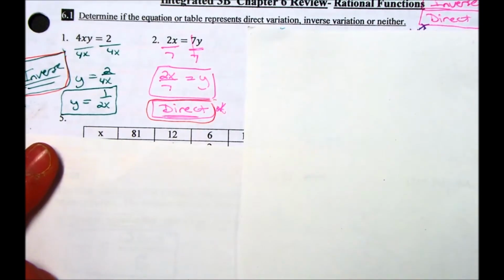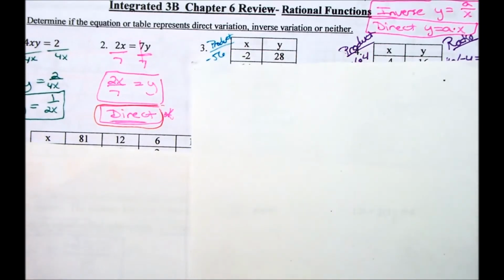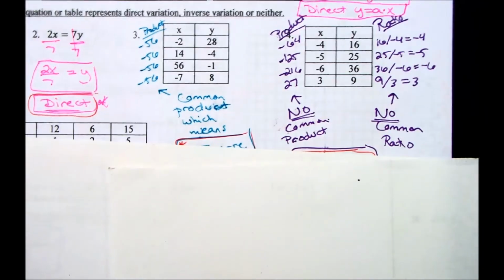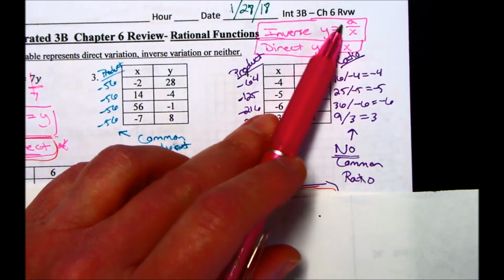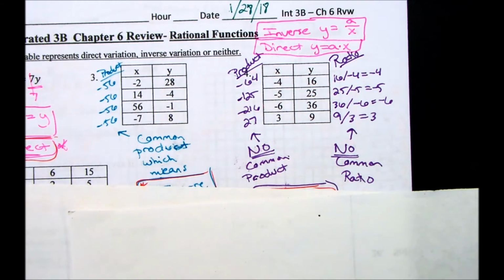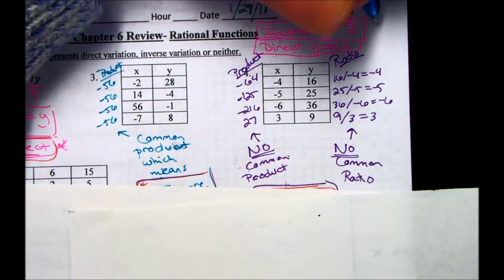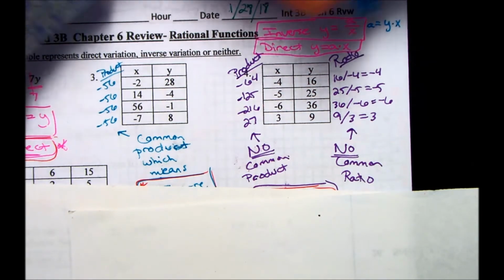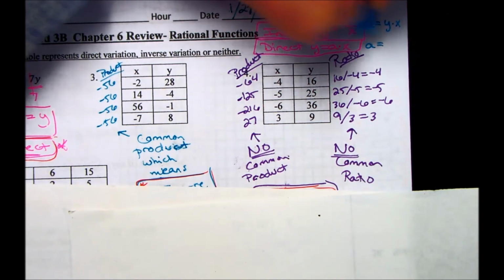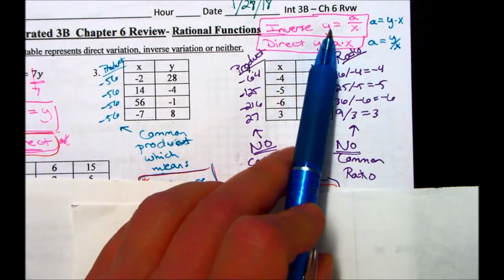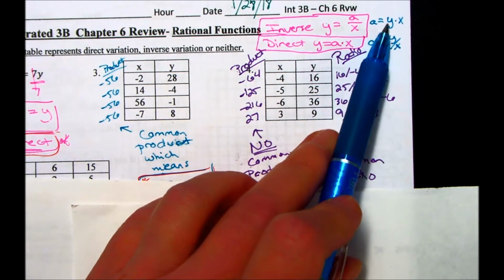The other thing that you might be given is a table. If you're given a table and you're asked to determine if it's direct or inverse, you basically are looking to see whether that constant of variation is a product or a ratio. In inverse variation, a is going to equal y times x, or x times y. In direct variation, a is going to equal y divided by x. So the a value in direct would be y's divided by x. Inverse, the a value would be y times x.